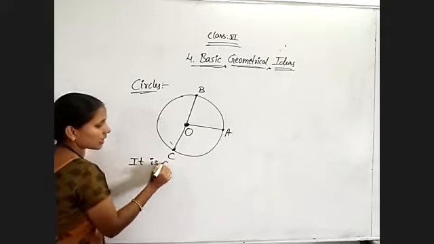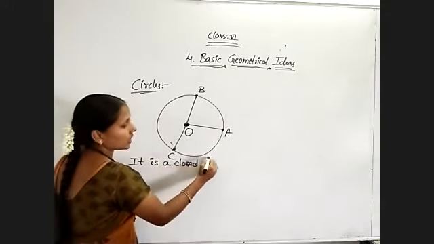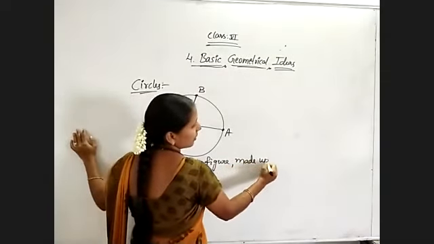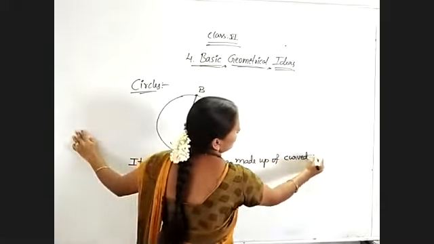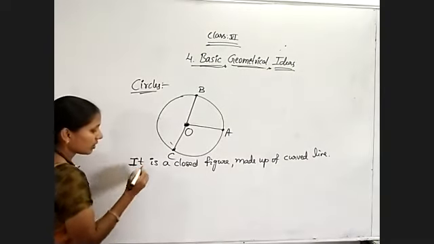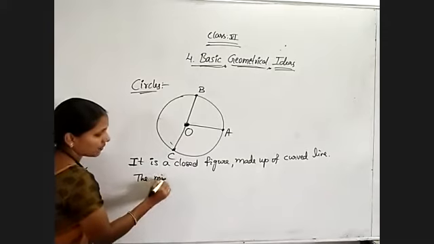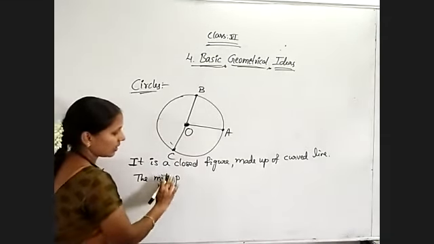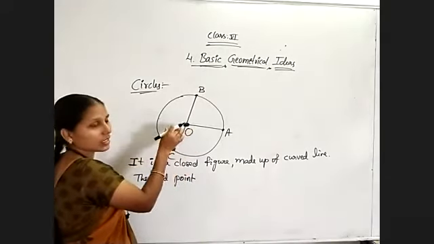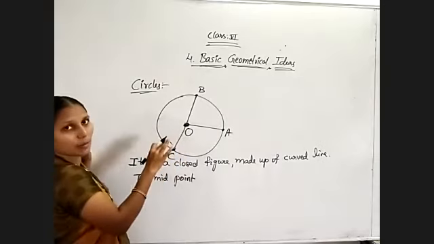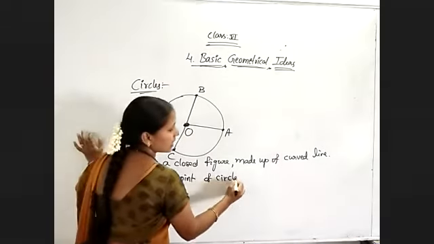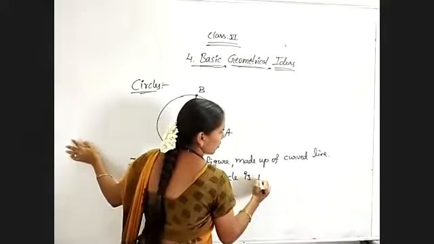Its definition is given as: a circle is a closed figure made up of curved lines. The midpoint of the circle is known as its center, the middle point, from where the distance to any point on the circle is always equal. So the midpoint of the circle is known as the center.